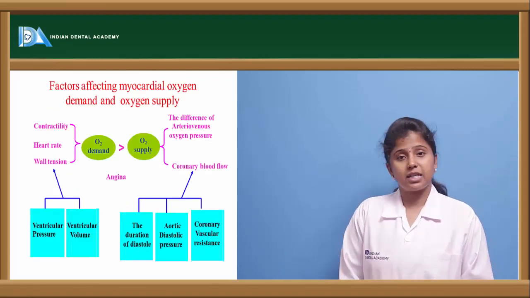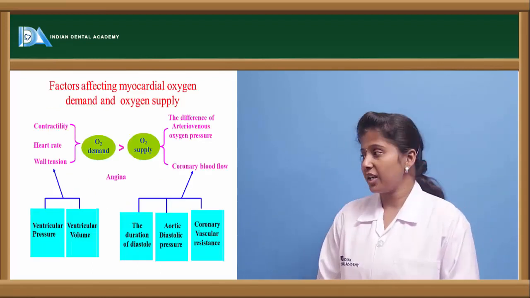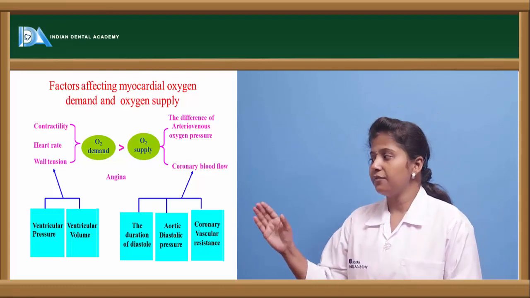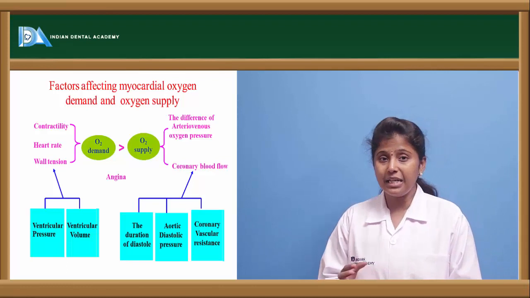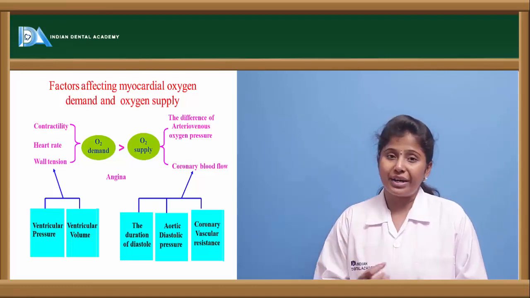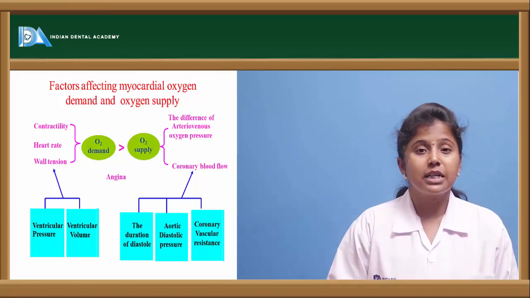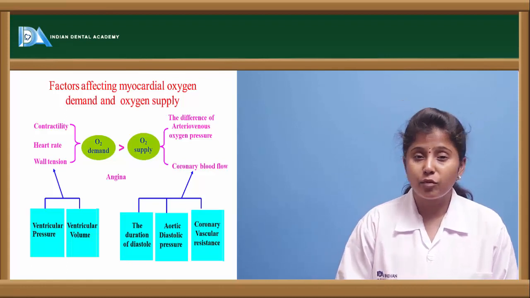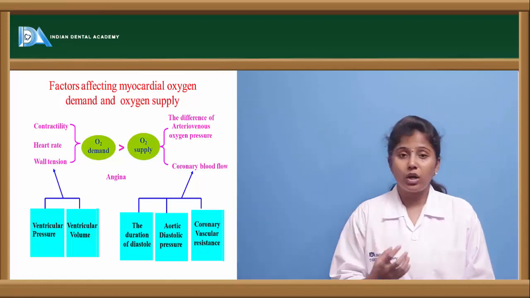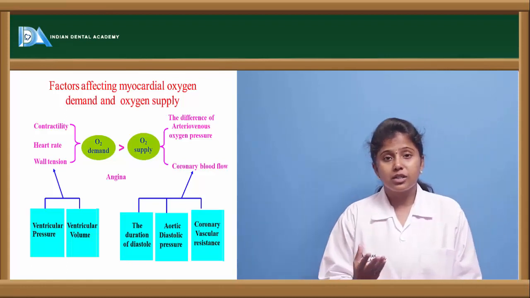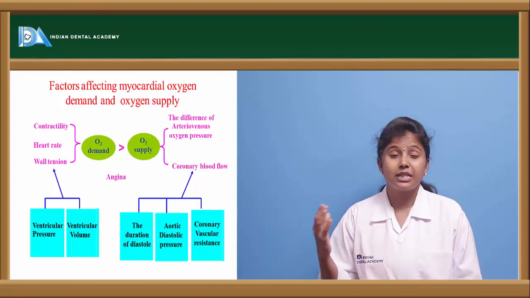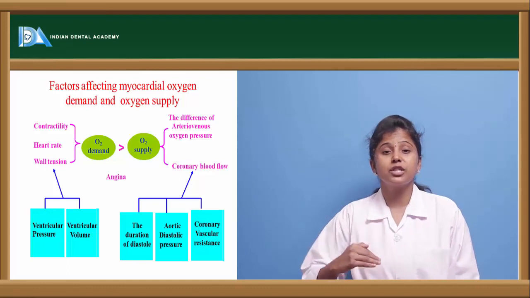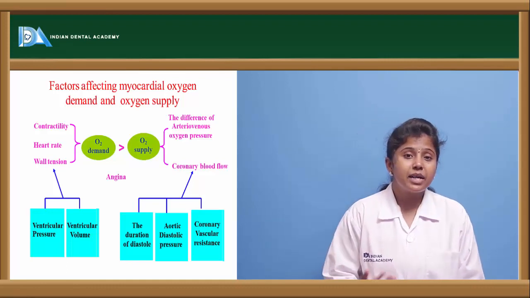Let us see what the factors influencing the anginal condition are. If the ventricular pressure and ventricular volume are increased, then the contractility of the heart increases. If the contractility of the heart is more, then the heart rate is more, and if the heart rate is more, then the wall tension is more. In all these conditions, the heart functioning is affected, and thereby the heart is demanding oxygen.